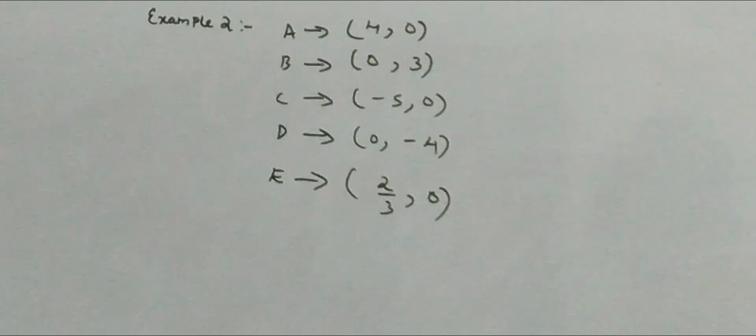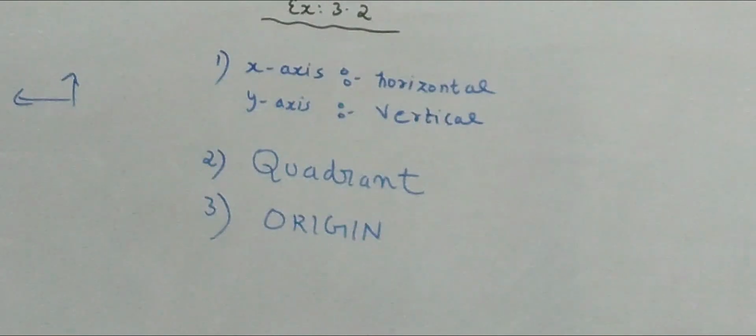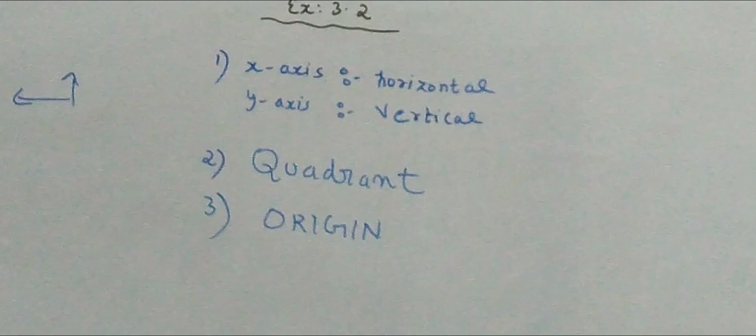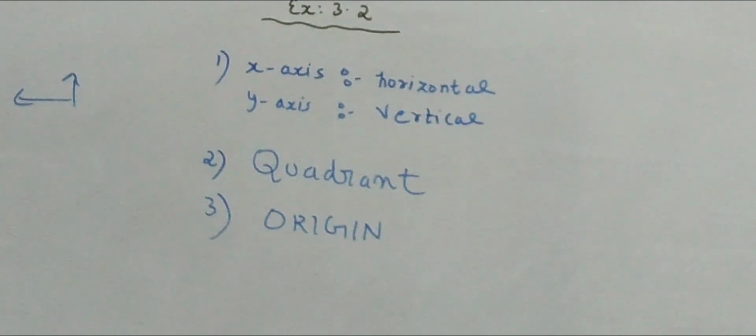So now let's start with our exercise number 3.2. Let's see our first question. The question is, write the answer of each of the following questions. Question number 1 is, what is the name of the horizontal and vertical lines drawn to determine the position of any point in the Cartesian plane?